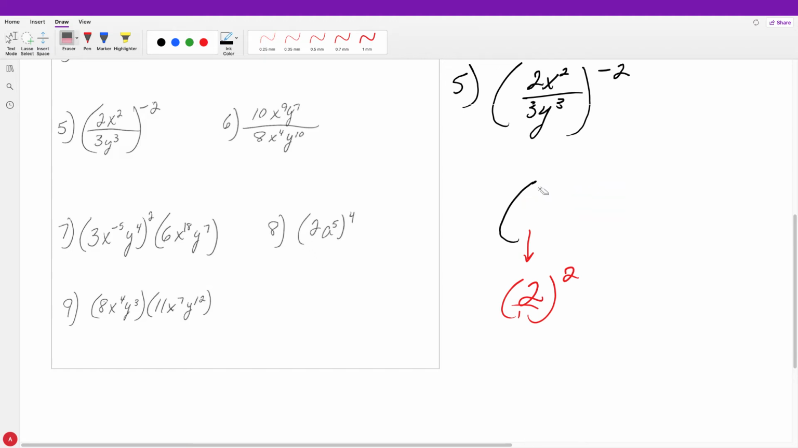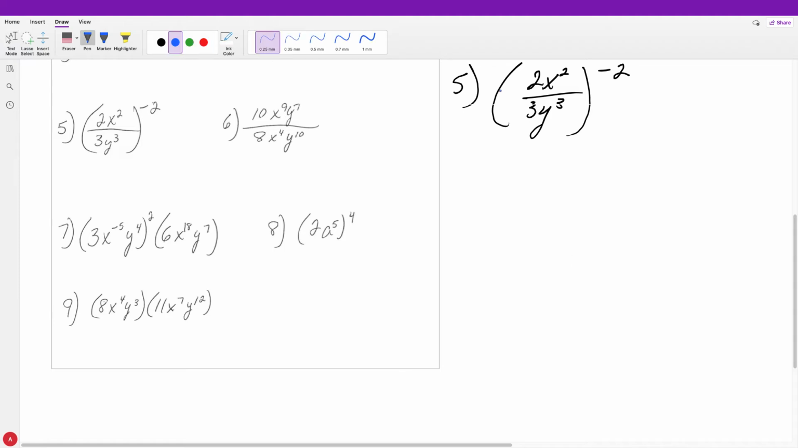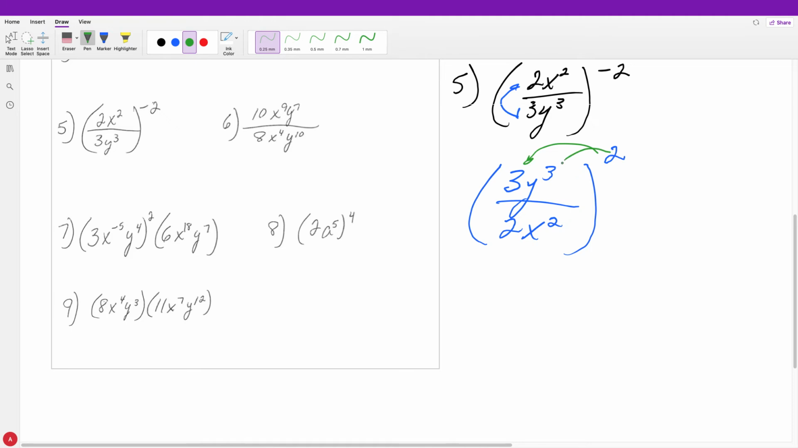So when we're dealing with a negative power like that, especially when it's a fraction that the whole thing is being raised to, we can then take the reciprocal of that fraction and rewrite it as 3y cubed over 2x squared. And now since we took the reciprocal, that negative 2 power is now a positive 2. And remember, this is getting distributed to all the powers that we have. Some of you are still doing 3 times 2 to get 6, but this is now saying 3 squared, because that has a power of 1, and 1 times 2 is 2. And then this becomes y to the 6th. 3 times 2 is 6.